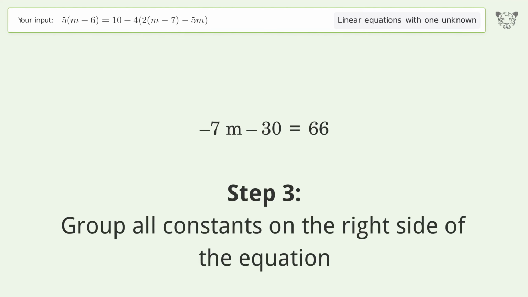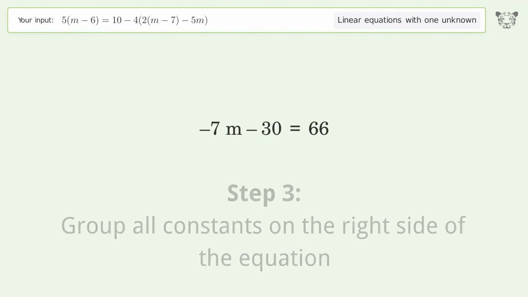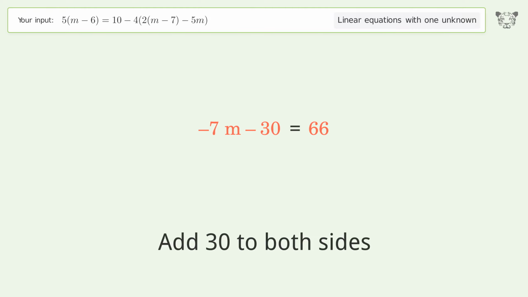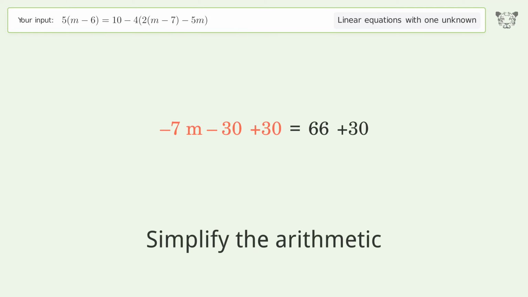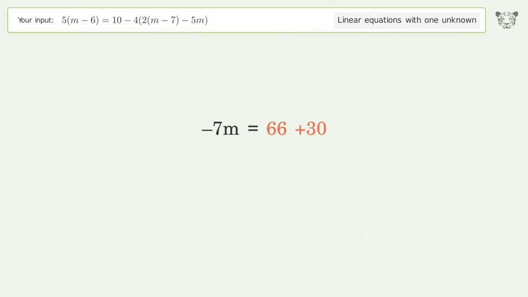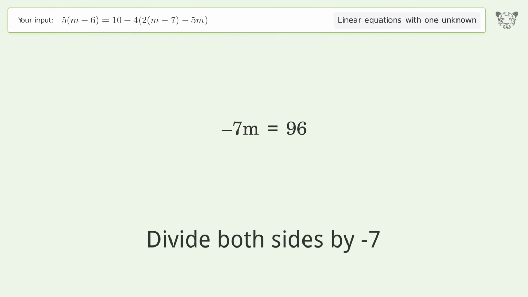Group all constants on the right side of the equation. Add 30 to both sides. Simplify the arithmetic. Isolate the m. Divide both sides by -7.